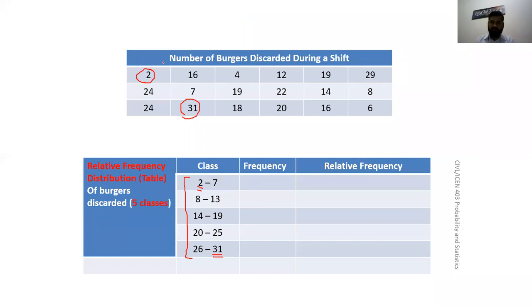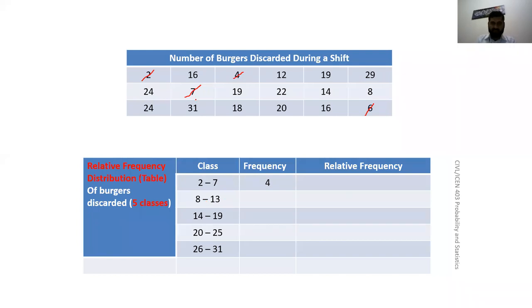And now if you calculate between 2 and 7, how many are between 2 and 7? There are 4. Cross out 1, 2, 3, 4. You see, these 4 classes are in 2 to 7. So you got 4 frequency.